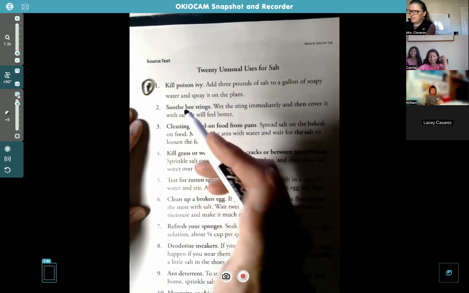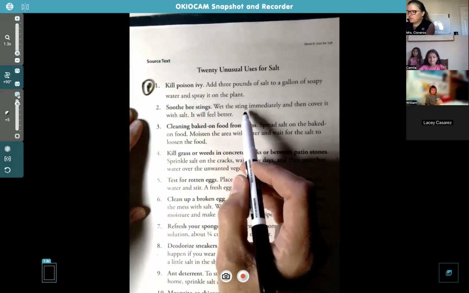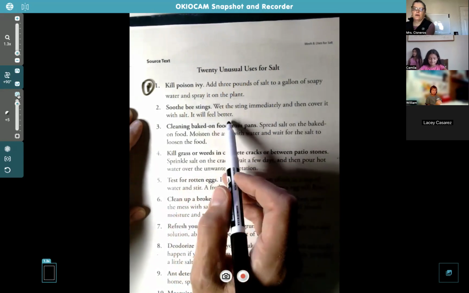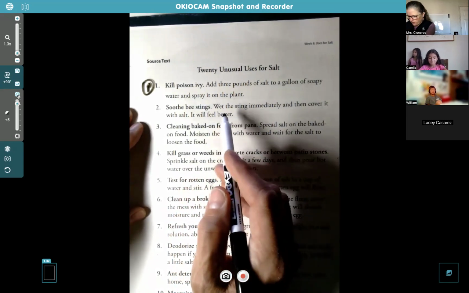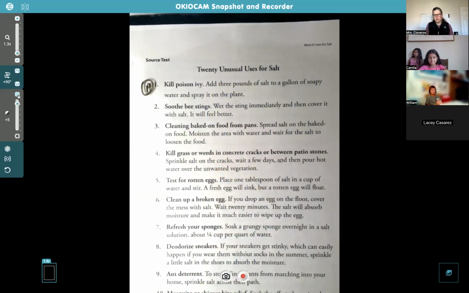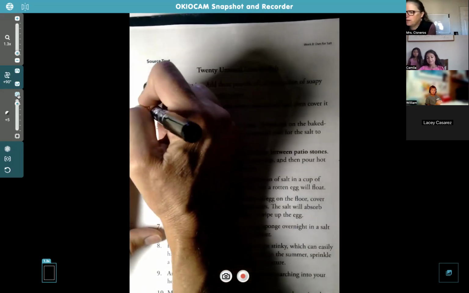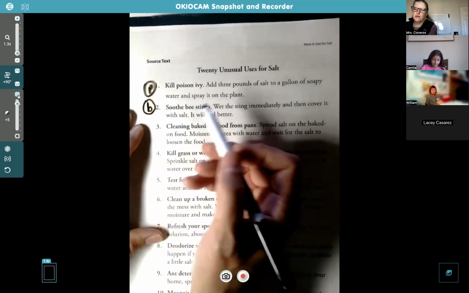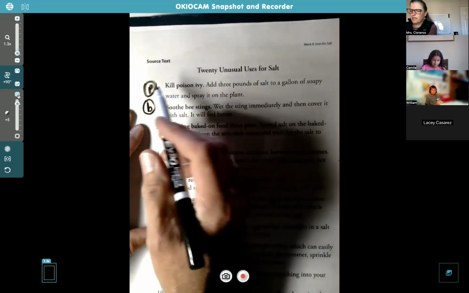I bet. Soothe bee stings. Wet the sting immediately and then cover it with salt. It will feel better. So there you go. That's something you can do if you ever get stung by a bee. Put salt on it. So I'm going to put B for bug here because it's kind of like dealing with a bug, right? So we're categorizing these.